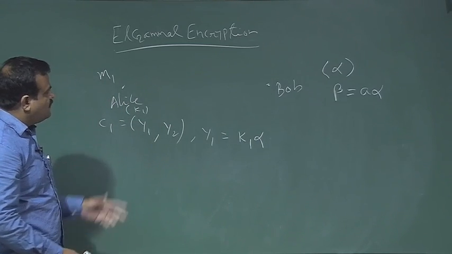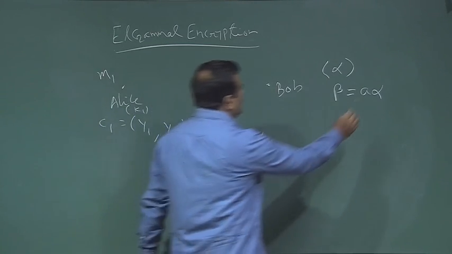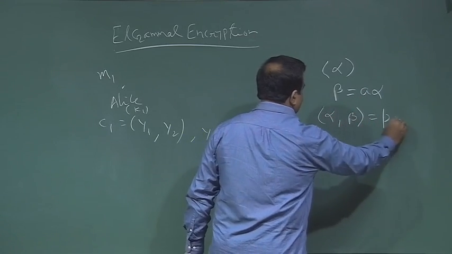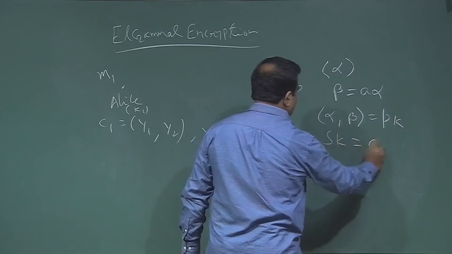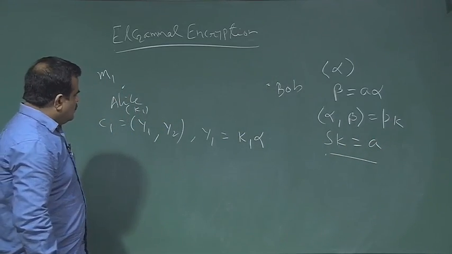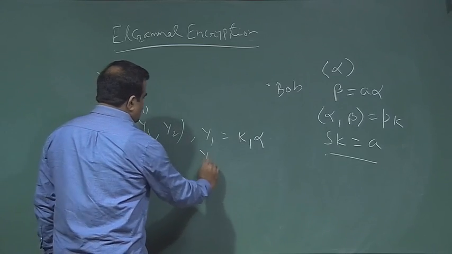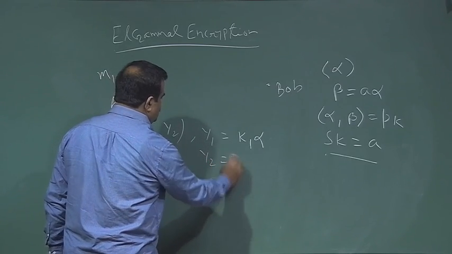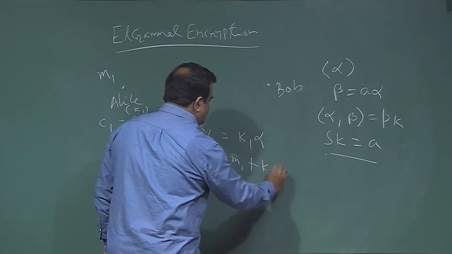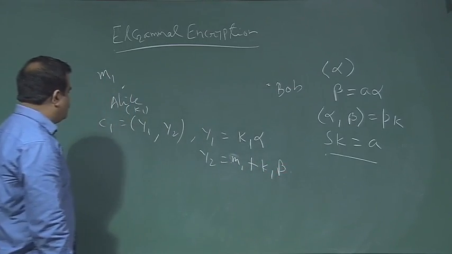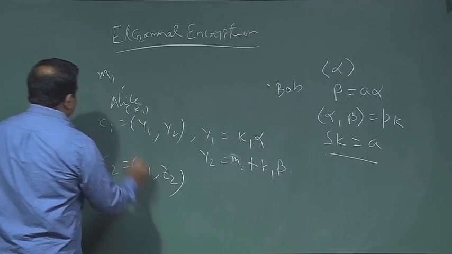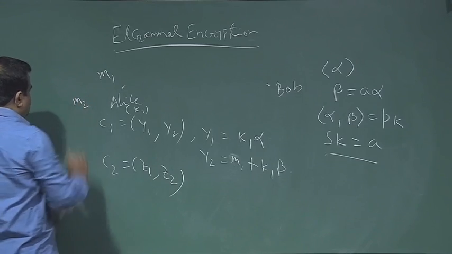Now alpha is public, A is secret. This alpha beta is the public key, pk, and sk is basically A, which is secret. Then Y2 is basically M1 plus K1 beta. So this is Y1, Y2, and C2 is basically Z1, Z2, where C2 is the encryption of M2.